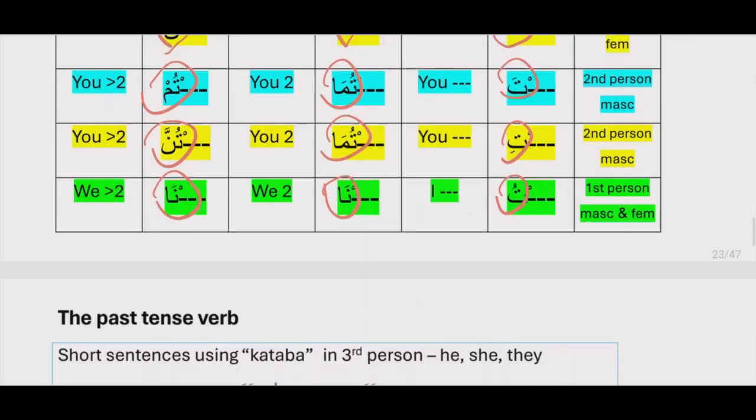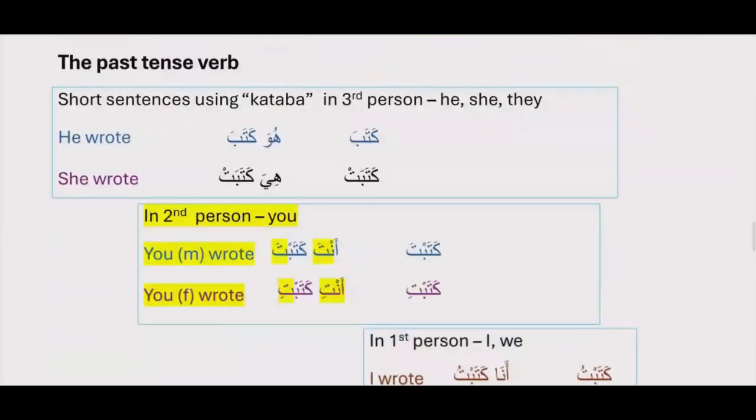All right, let's look at very short sentences. If you want to say he wrote, you can say it in two ways. You can either just say kataba, because this fatha at the end of the word kataba is he wrote. Or you can say it like how you say it in English, where you say huwa, he, and then kataba, wrote. But you notice what's agreeing: this huwa and this are agreeing.